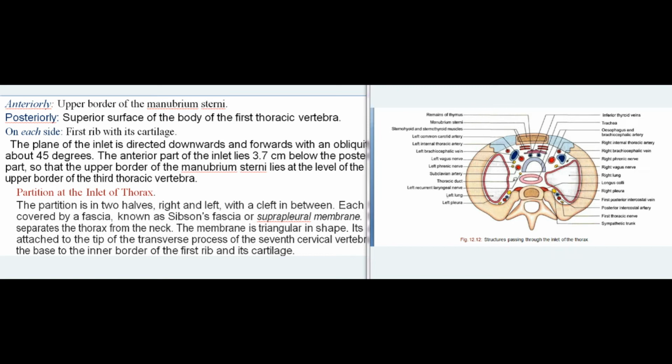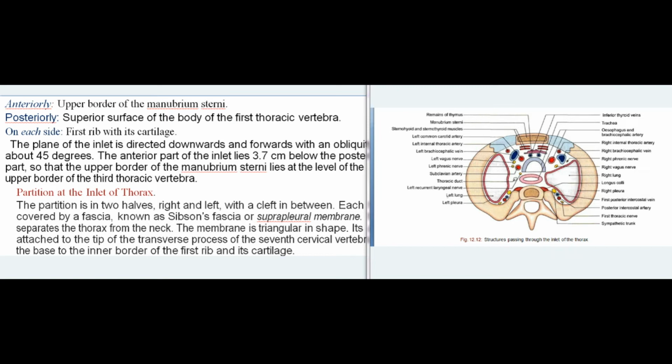Partition at the inlet of thorax. The partition is in two halves, right and left, with a cleft in between. Each half is covered by a fascia, known as Simpson's fascia or suprapleural membrane. It partly separates the thorax from the neck. The membrane is triangular in shape.